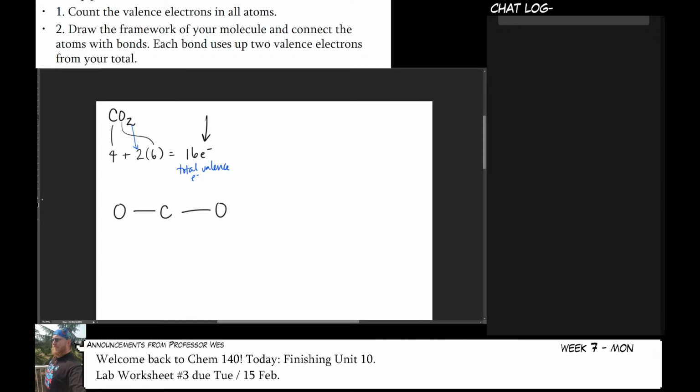Now, bonds contain electrons, so each bond that we added costs 2 electrons. So I need to withdraw those from the total. So I'm going to go minus 4, and now I have 12 left, because I used 2 for each bond. So don't forget to subtract your electrons for the bonds you draw in the framework step, because they count towards that total.